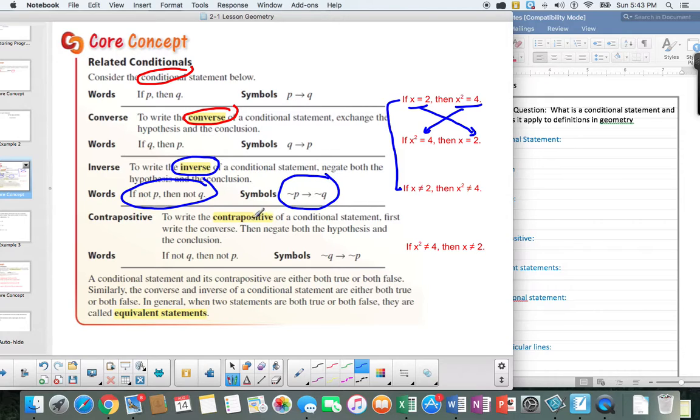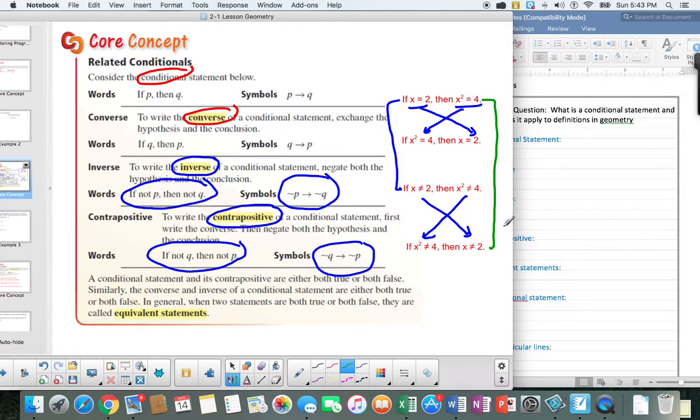Our last vocabulary word is contrapositive. And a contrapositive in words looks like this. And in symbols it looks like this. So really what it is, exchanging the place right here. So you're taking the inverse and you're exchanging the places there. Or you can just think of it going back up to the very beginning, right here. And what we do is we negate both of them and then exchange both of them.